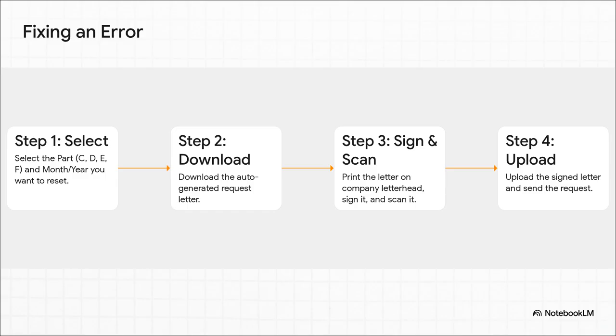Step 1, you just pick the part and the month you need to reset. Step 2, you download the request letter the system generates for you. Step 3, you print that on your letterhead, get it signed, and scan it. And finally, step 4, you upload that signed letter and send the request. That's it. It's designed to make sure you can fix any errors and keep your records accurate.